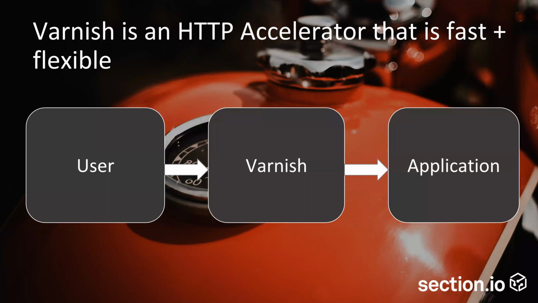Just to quickly remind everybody where Varnish lives inside a website's deployment, Varnish sits between your end users and your application code. Varnish is deployed in a couple of different ways. Sometimes it's deployed at the origin, behind the load balancer, between the load balancer and the application, or Varnish can also be deployed on a distributed application edge as Section.io provides. But where we're operating today is where Varnish is sitting between your code and your users.